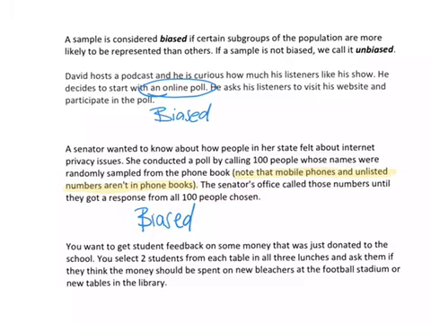So third and final example for today, you want to get student feedback on some money that was just donated to the school. You select 2 students from each table in all 3 lunches and ask them if they think the money should be spent on new bleachers at the football stadium or new tables in the library. This is unbiased. So the reason that this is unbiased is because with the way that we're sampling, we should get a good representation of everybody in our building.